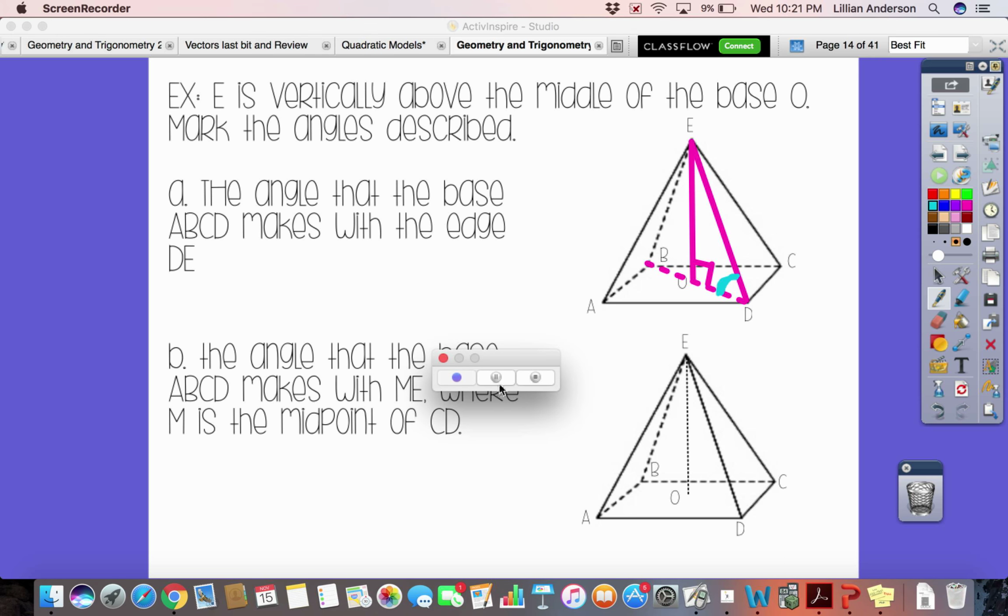The next one, the angle that the base ABCD makes with ME, where M is the midpoint of CD. Well, M right there is the midpoint of CD. So let's go ahead and label that M. And we are trying to find the angle that ME, so from M to E, makes with the base. So hopefully you would think that, okay, well, we can run straight across the middle. We would keep going, but then that wouldn't help us when creating our triangle now, would it? So then there's the angle right there. And here's the right triangle.